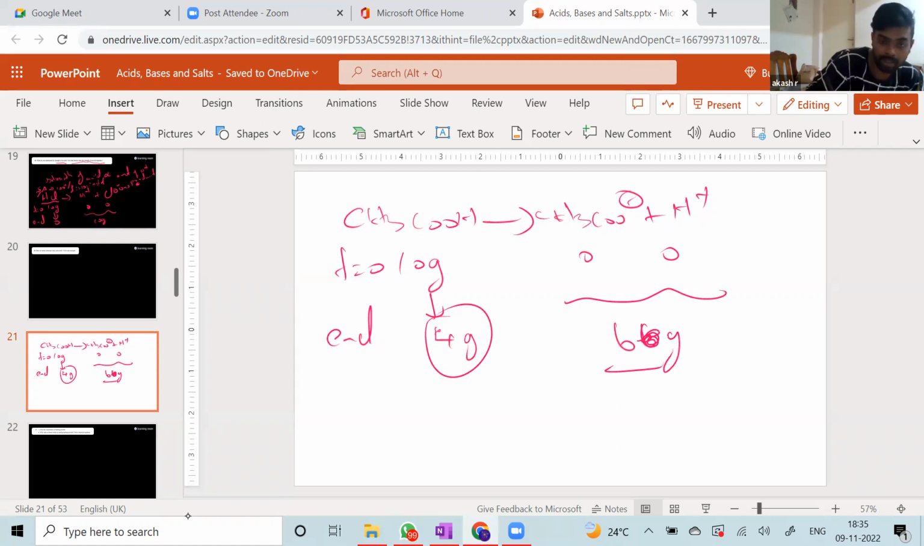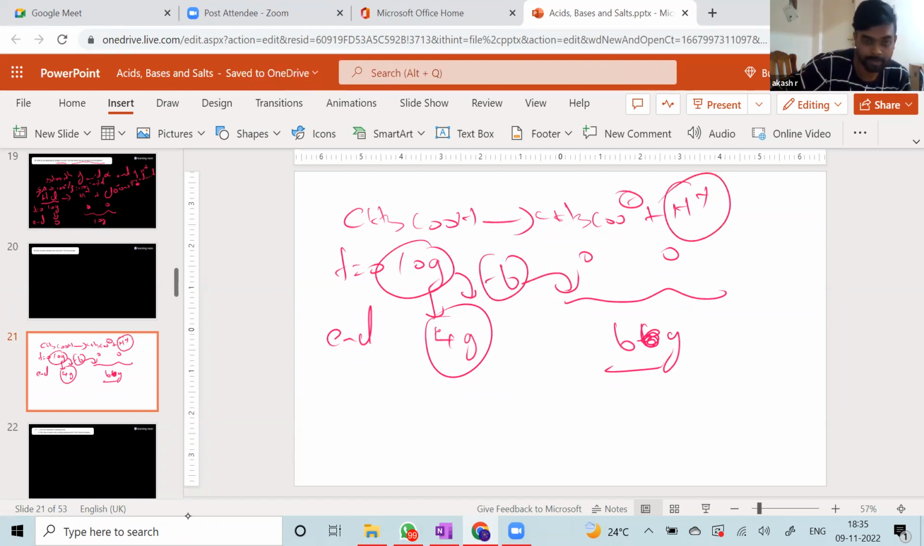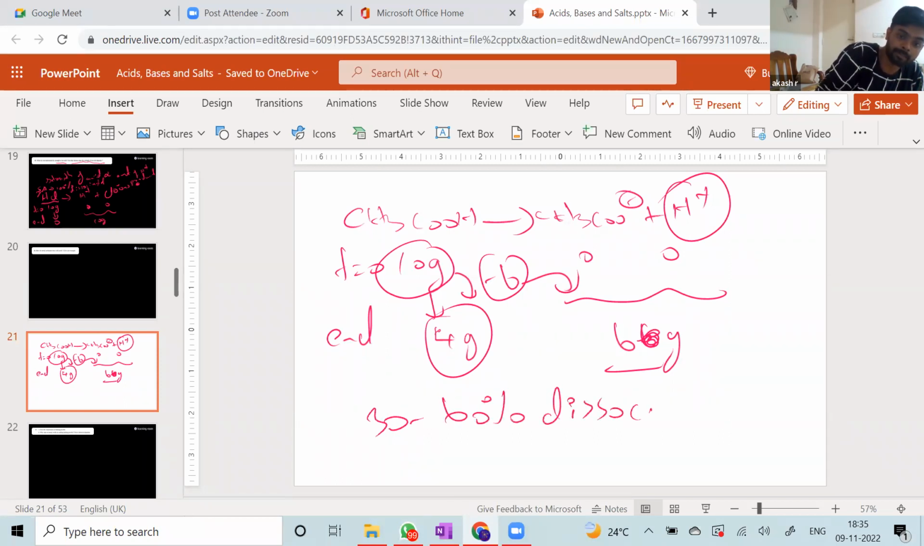So now what you understand is, out of the 10 grams, only 6 grams have undergone the dissociation to give me H plus ions. Same 10 grams we took, but in the case of HCl, the entire 10 grams is giving me H plus, whereas in this case only 6 grams is giving me H plus. So whenever around 30 to 60% dissociation is only happening, those will be weak acids.